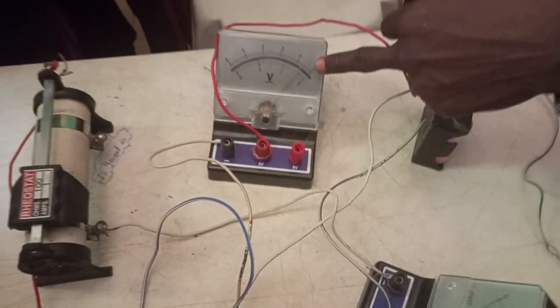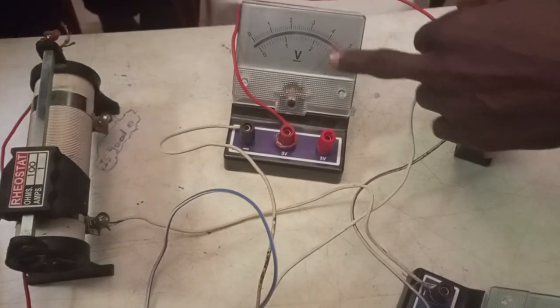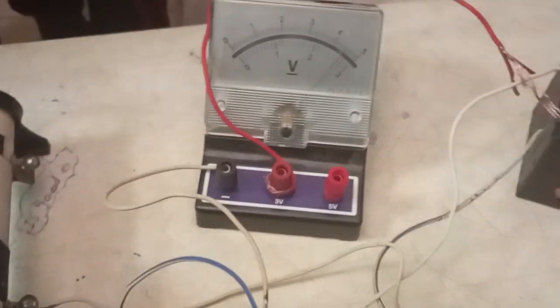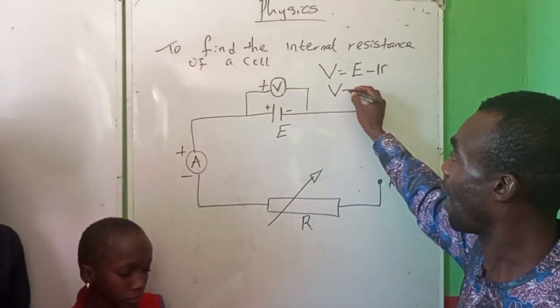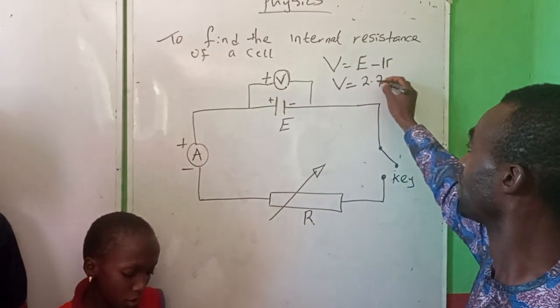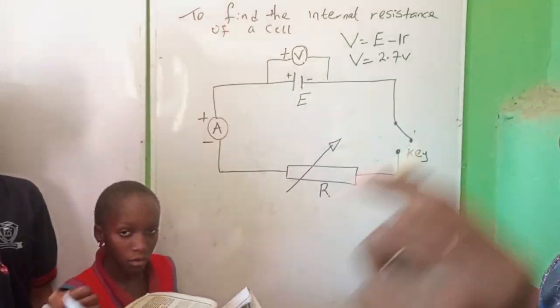What is the value of the voltage? Someone should tell me, what is the value? 2.7. Now look up. The value of the voltage is 2.7. Our voltage is 2.7 volts. That is our value. Good.